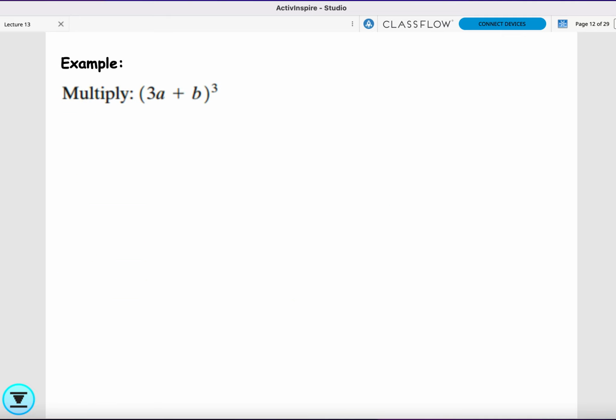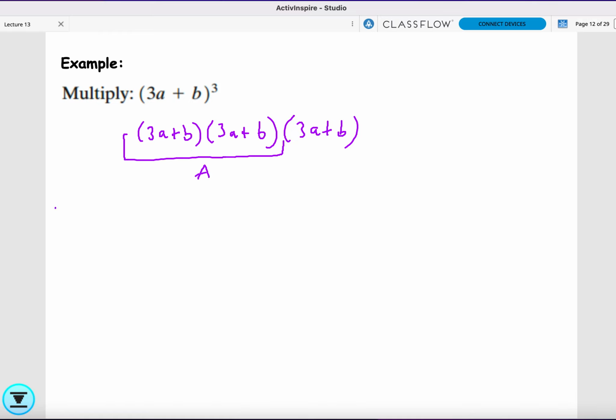Then we have example 3a plus b to the third power, which is just 3a plus b times 3a plus b times 3a plus b. I'm going to show you how we'll use the box method for this. So this will be box method A. So for A, it'll be a 2 by 2.